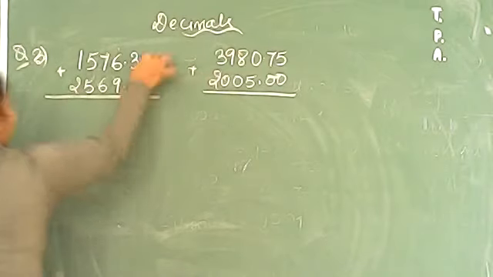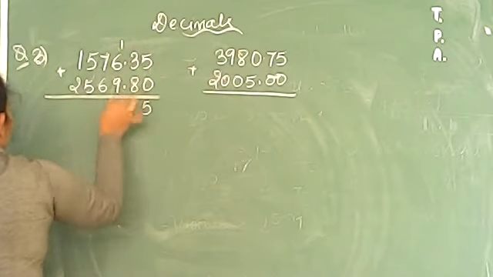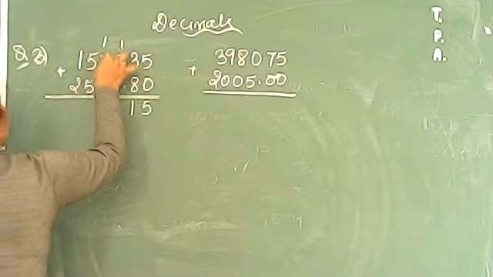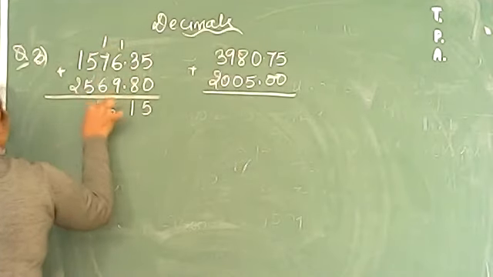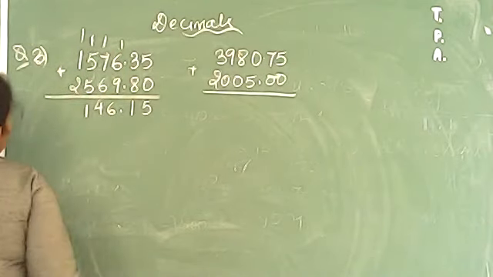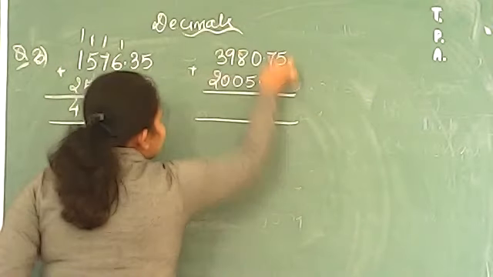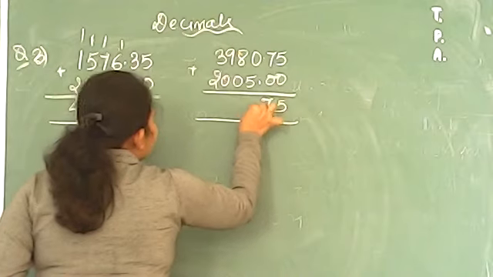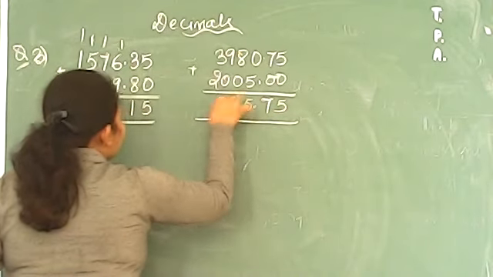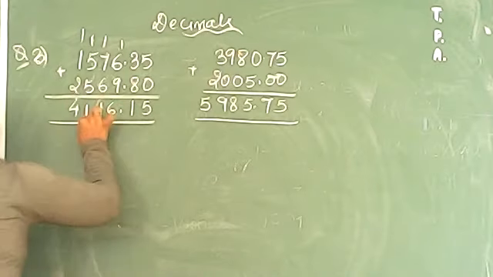So let's do this. 0 it will give you 5, 8, 3, 11, carry 1, 9, 1, 10, 10, 6, 16, carry 1, 6 and 1, 7, 7, 7, 14, carry 1, 5, 5, 10, 10, 1, 11, carry 1, 2, 1, 3 and 4. 4146.15. This is the addition part. Now let's solve this part. 5 would be 5, 7 would be 7, 5 would be 5, 8 would be 8, 9 would be 9 and this is 5. So 5985.75.